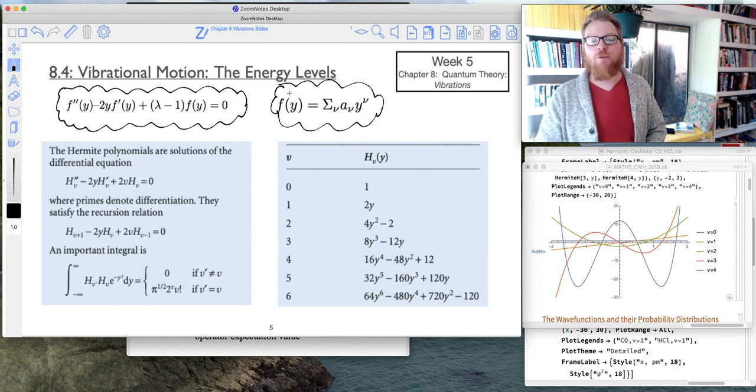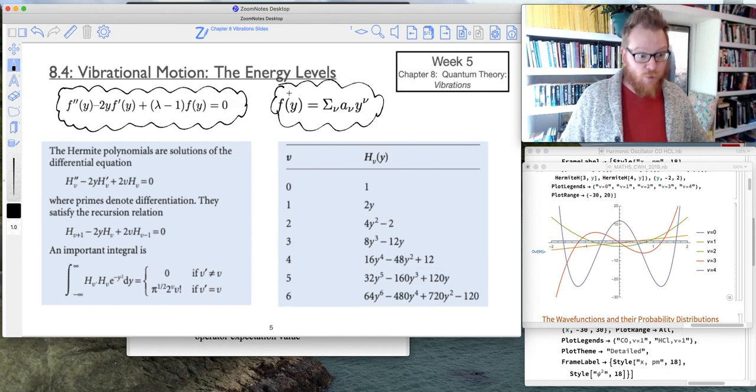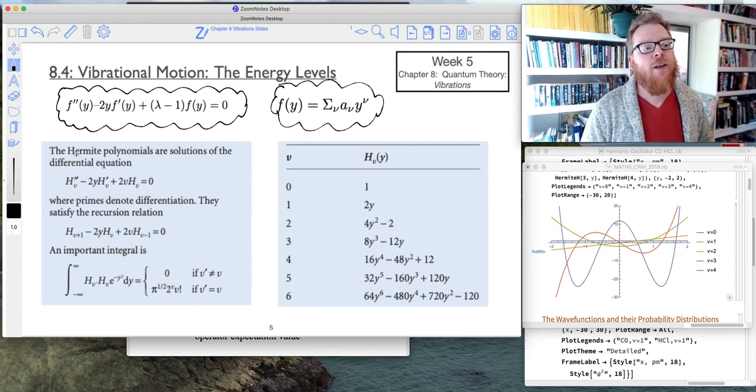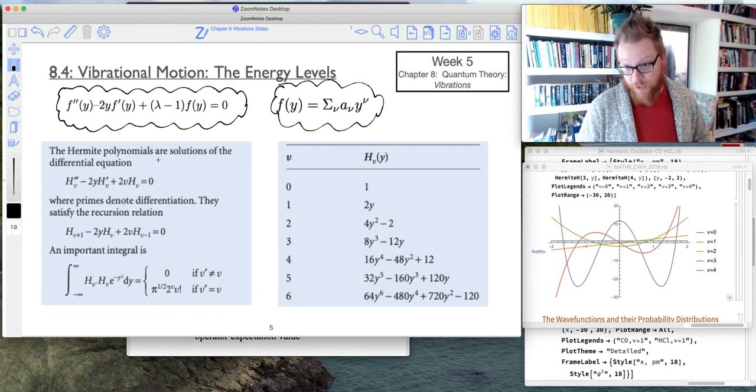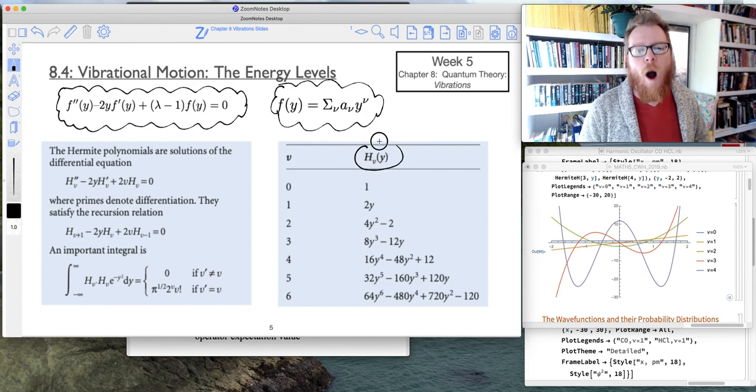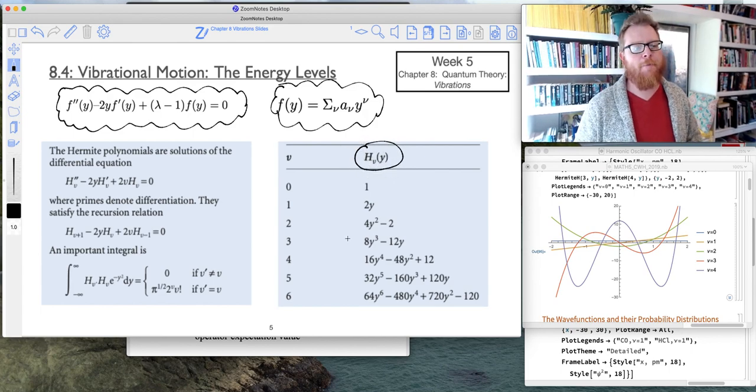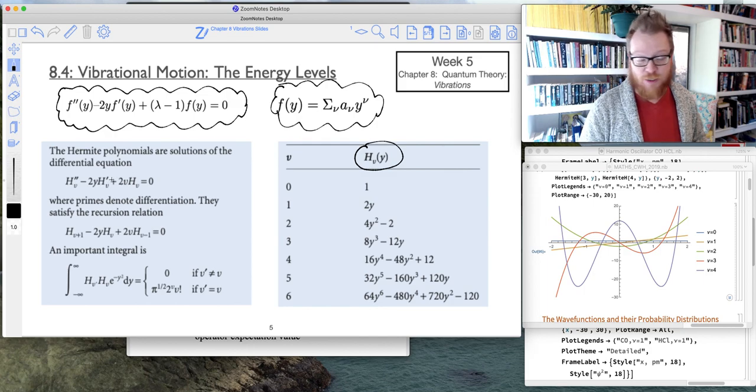As it turns out, there's a very special relationship that satisfies this equation, and it's called the Hermite polynomials, okay? And so here you can see how they're written, so let's just compare this. So the Hermite polynomials are given as h of nu. Technically, h nu of y is how the function's given, okay? But here is the special relationship.